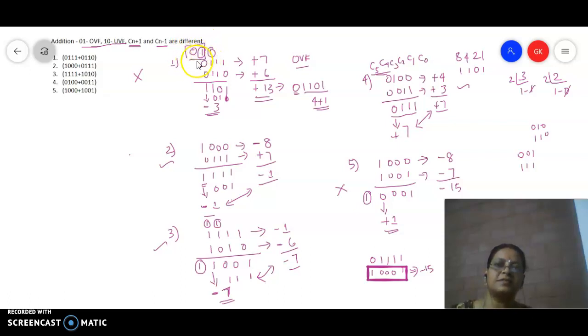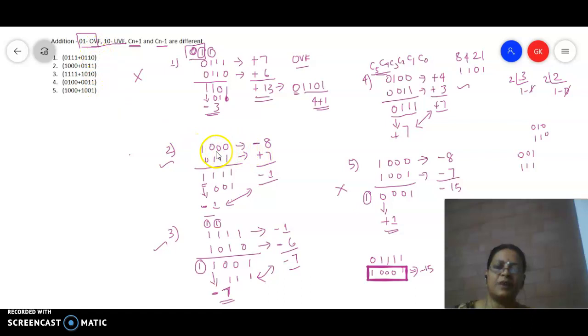What is the carry given to the MSB and what is the carry coming out of the MSB? Here one is 0, another is 1. They are different. If the input carry to the MSB and the output carry from the MSB are different, then it is a condition for overflow. Here we have got 0 1, which means it is an example for overflow.